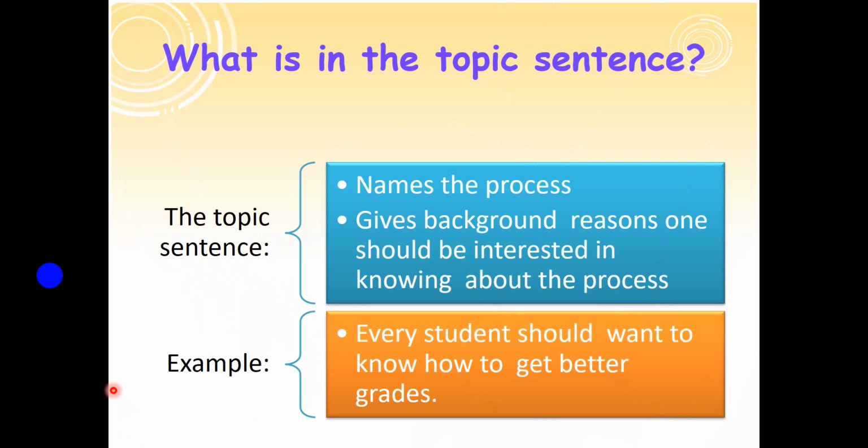Now let's go to the organization. As we discussed previously, when you start a paragraph, there must be a topic sentence. In the topic sentence, you have to name the process. What is the process? For example, here: every student should want to know how to get good grades. So the process is getting better grades. We also need to give background reasons why people would be interested to read the paragraph and to know about the process. So here I say that every student should want to know how to get better grades. Then give these two things in your topic sentence.